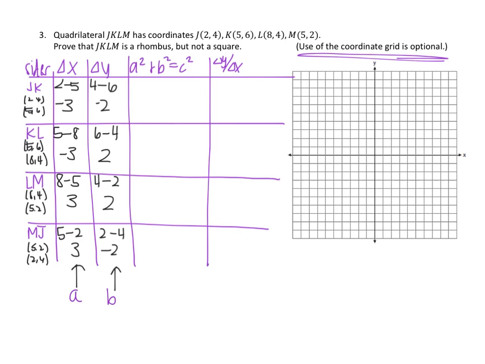When we plug into Pythagorean theorem, you can ignore the negatives. However, when we plug into slope, change y over change x, you cannot ignore the negatives. You have to have them. So we have 3 squared plus 2 squared equals c squared. Go ahead and type in 3 squared plus 2 squared in your calculator.